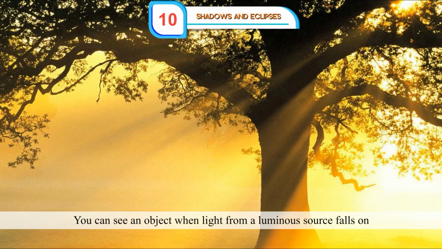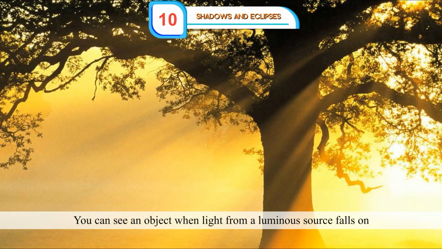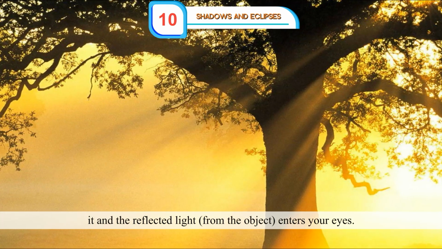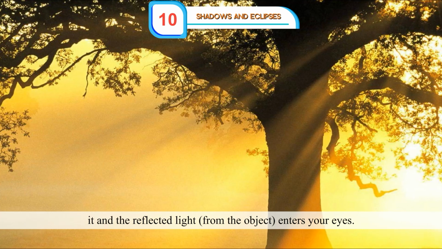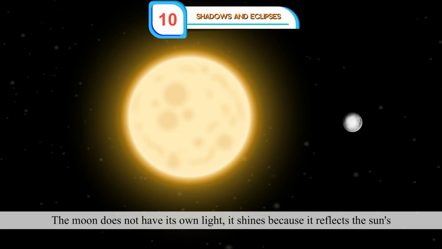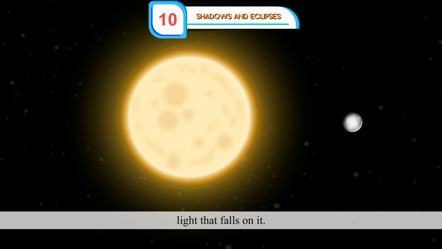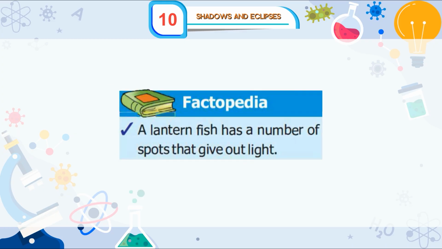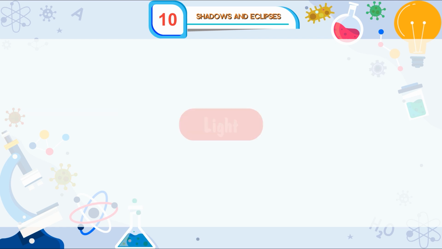You can see an object when light from a luminous source falls on it, and the reflected light from the object enters your eyes. The moon does not have its own light. It shines because it reflects the sun's light that falls on it. Factopedia. A lanternfish has a number of spots that give out light.